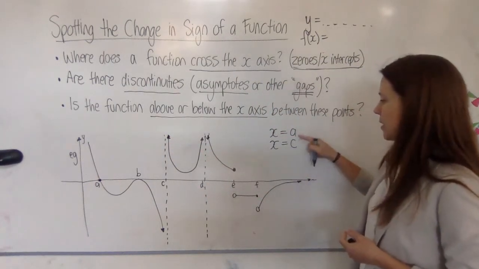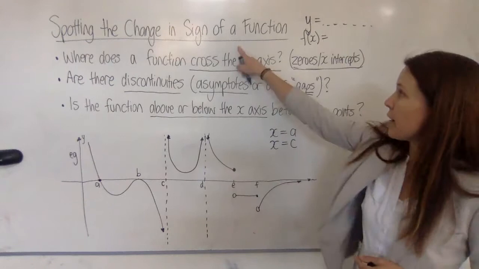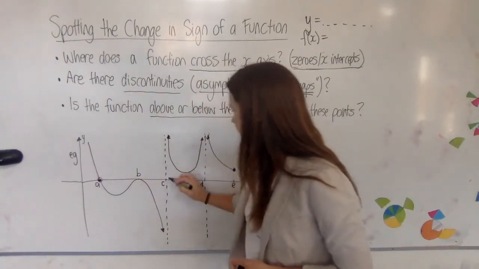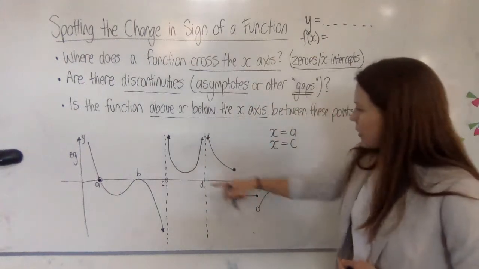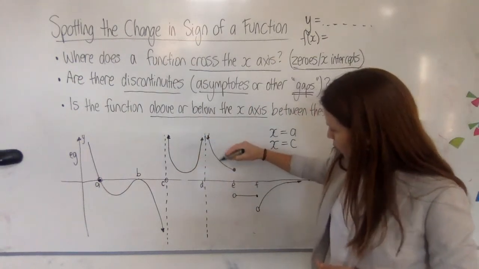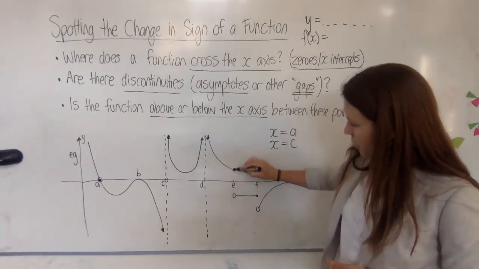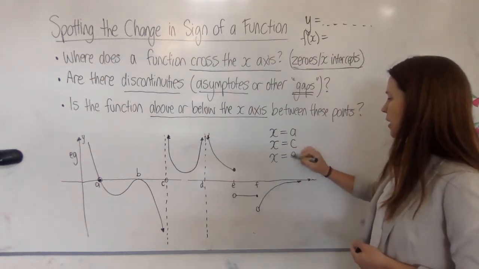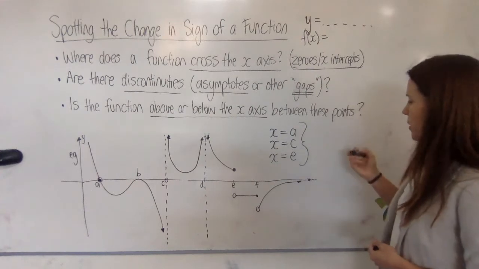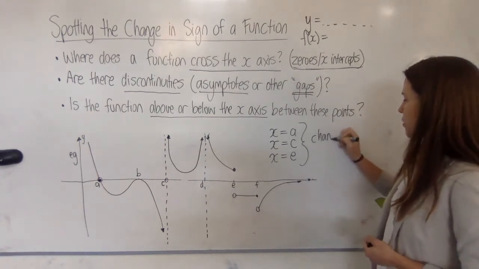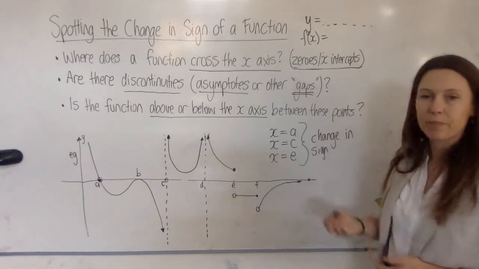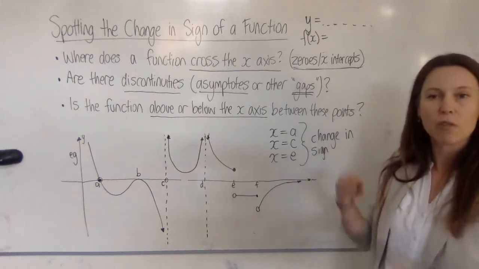So if we're just listing here the places where we change the sign of the function, we've got these two, a and c. Here the graph's positive, and then it's still positive, but at this point, x equals e, it changes from positive to negative. So that's our third and last point. And these are the points in the graph that we can see that there has been a change in sign of the function. And that's a change from positive to negative or vice versa.